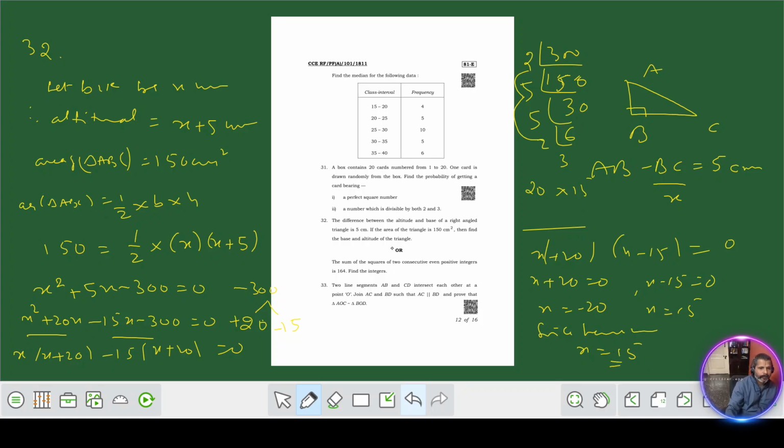What is being asked? Find the base and altitude. We have assumed what? Base is x. Therefore, you write the unit: base is equal to x equal to 15 centimeter. Altitude is equal to x plus 5 is equal to 20 centimeter. Clear? There is an option for this question. We'll see the optional part.